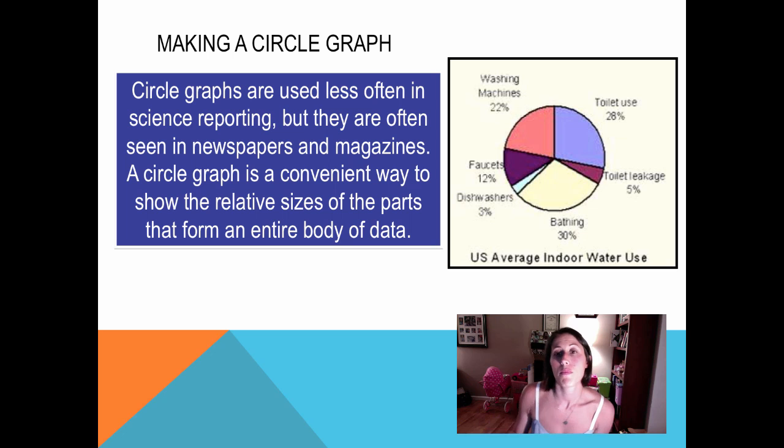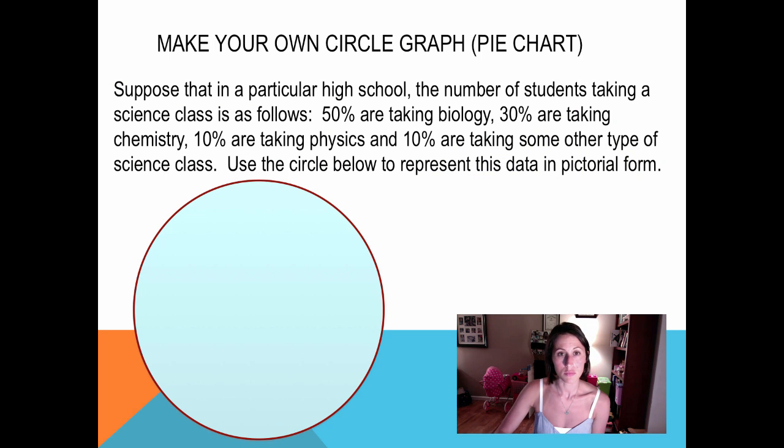So in this example that's shown here, we're talking about U.S. average indoor water use. So there is still a title, but instead of there being different axes, this circle is divided into sections, and then each section has its own label, and it identifies a number that that section represents, and then the actual information that that section represents.